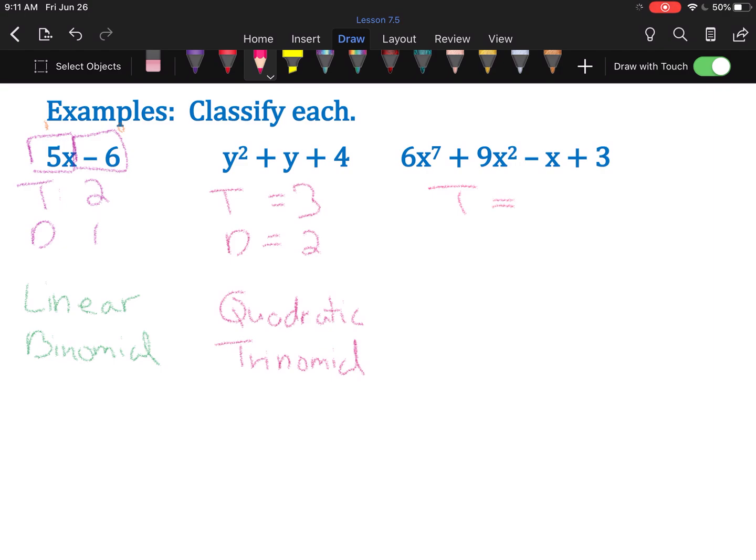This last one has 4 terms, and its biggest exponent is 7. So this is a 7th degree, because remember, after 5, we just start saying the numberth degree. So 7th degree polynomial. 4 or more terms get classified as polynomial.